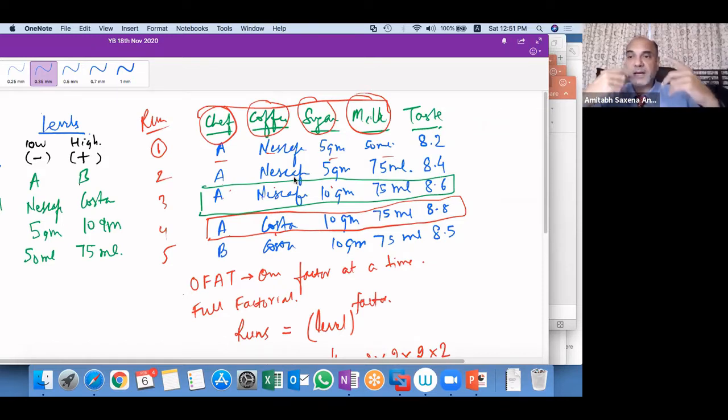Now you can replicate those 16 runs one more time so that you don't miss out on any special cause affecting the response. It might happen that because of some special cause you did not get the optimum value of your response. If you run this experiment one more time, it is highly unlikely that the special cause will occur one more time. That's why we run this experiment one more time. That's known as repetition.